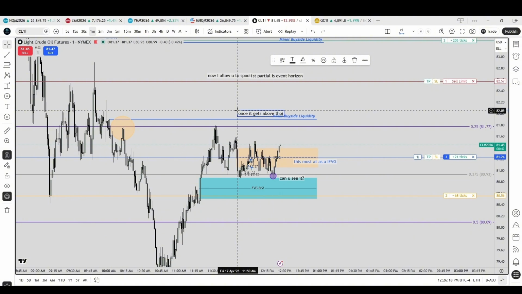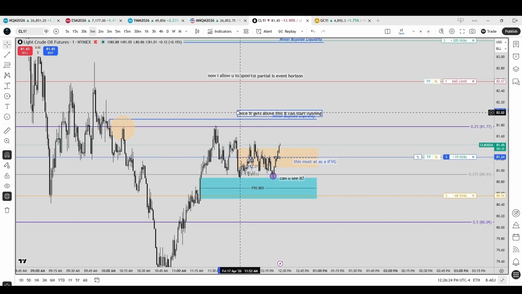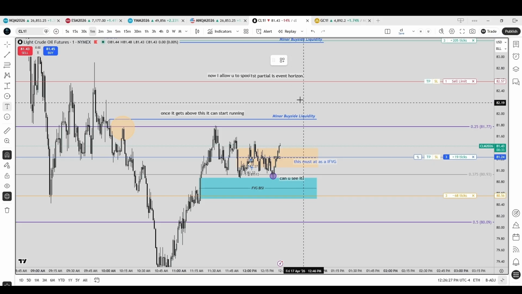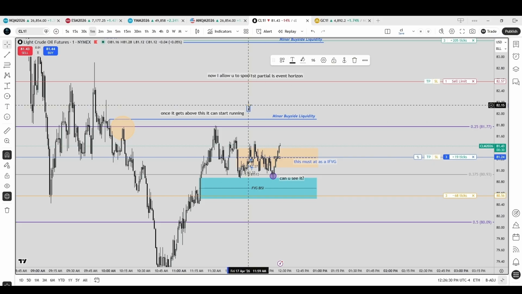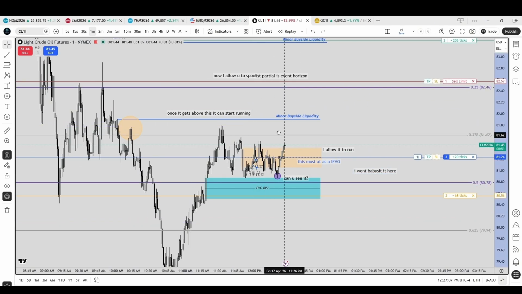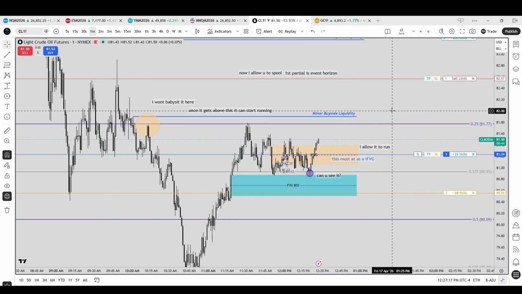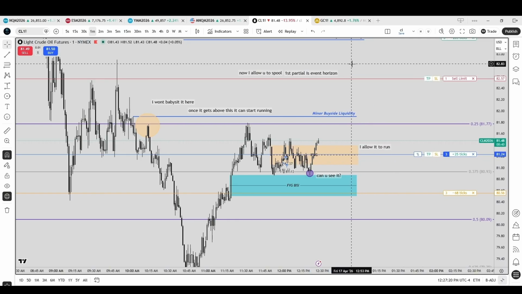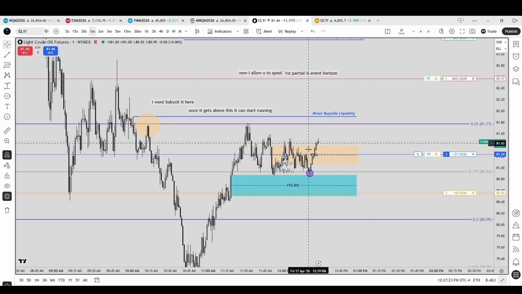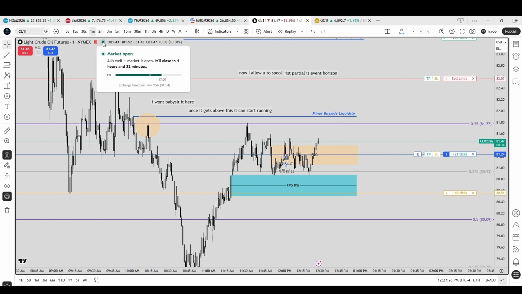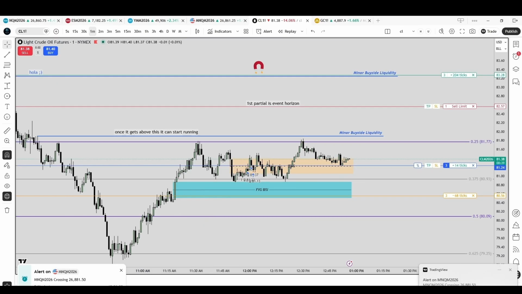All I'm saying here is that once price gets to this level of this minor that I marked, it needs to start running towards the target. So basically I'm saying I allow it to run once I get there. Being sarcastic, as if I'm the one who's moving it. Can you see it? Go and check it. Now you can see it's a live market, open market. It's not a replay.